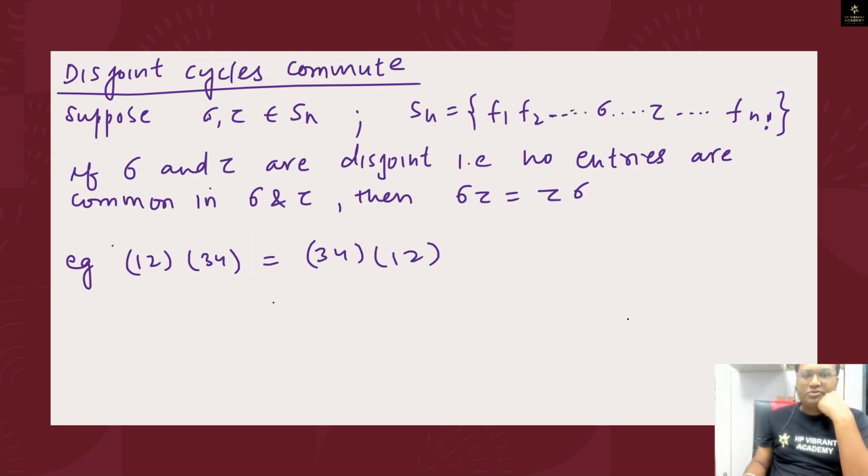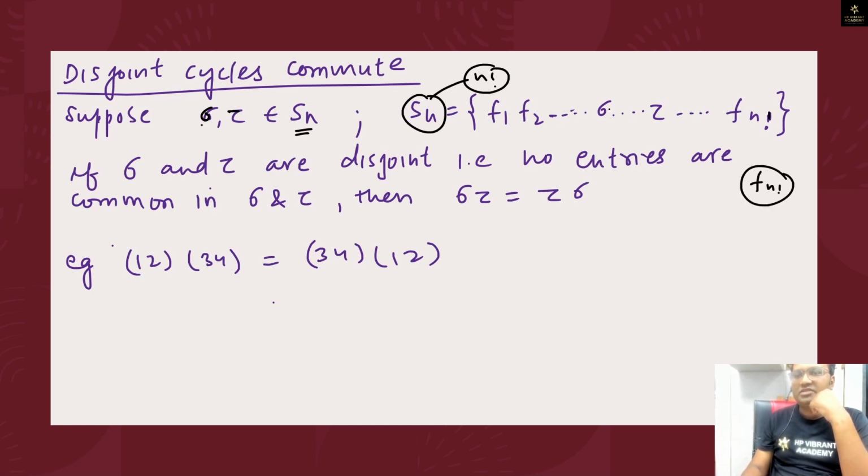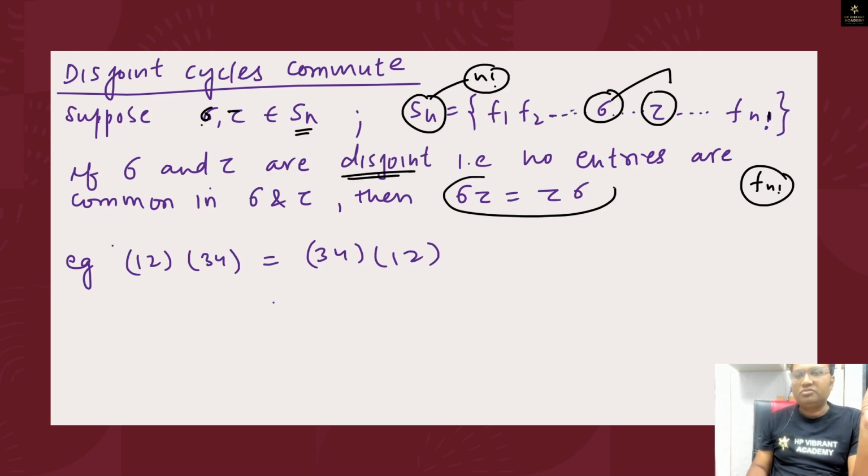Disjoint cycles commute. Suppose sigma and tau are permutations that belong to the symmetric group Sn on n letters. In Sn we have a total of n factorial elements, and sigma and tau are among these elements. If sigma and tau are disjoint, meaning no entries are common, then sigma tau is equal to tau sigma.